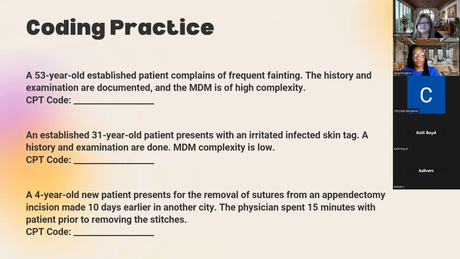All right, so let's get into some practice, okay? Anybody want to read the first scenario for us? No? Okay, I'll go ahead and read it. A 53-year-old established patient complains of frequent fainting. The history and examination are documented, and the MDM is of high complexity. All right, so we have a high complexity established patient, and they want us to figure out the CPT code.